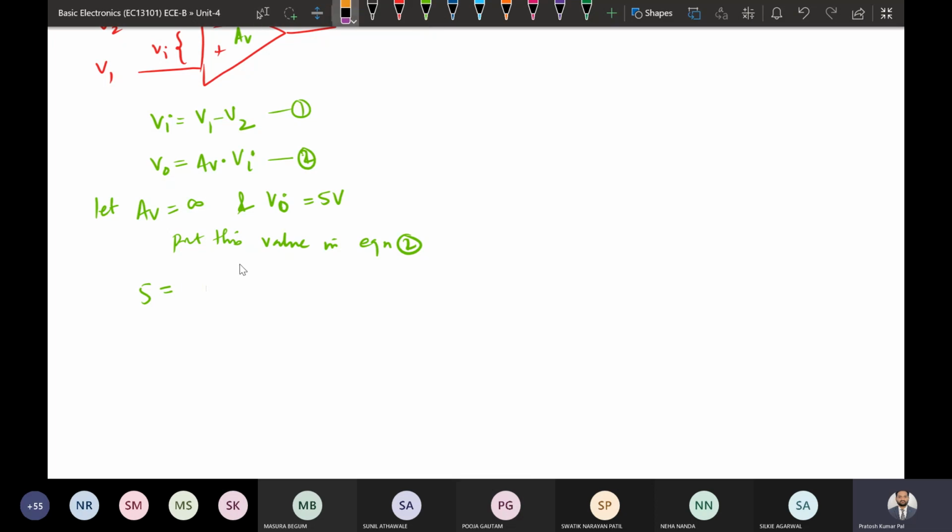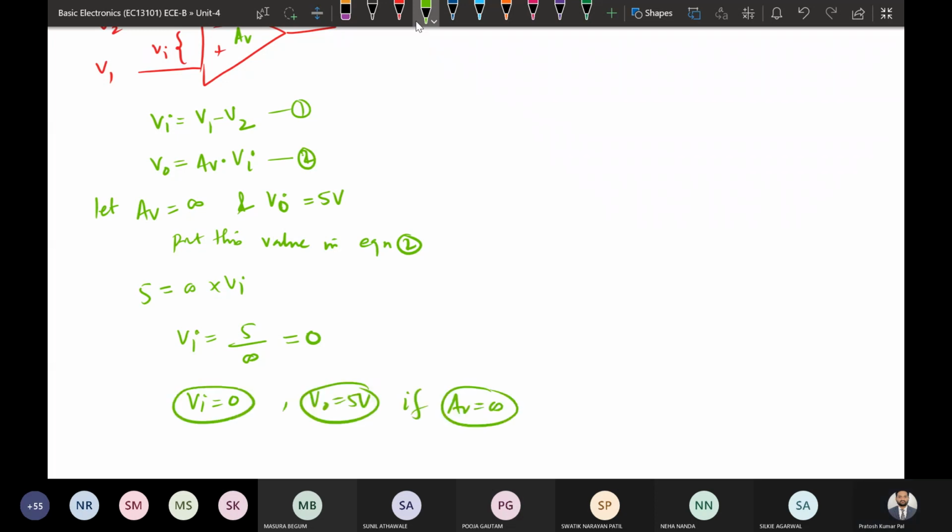AV is infinity, and this is V input. If we want to find V input, it will be 5 divided by infinity. So 5 divided by infinity is equal to 0. That means if output is 5 volt and gain is infinity, then input should be equal to 0. That means if input is 0, the output will be equal to 5 volt, if AV is infinity. From there we can get some output with 0 input also.